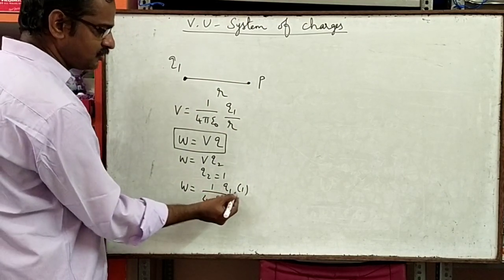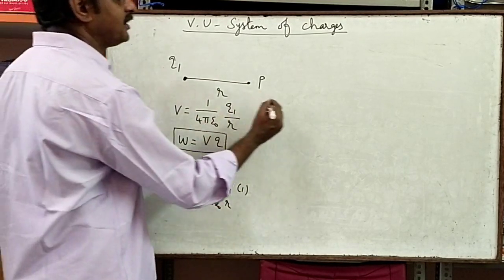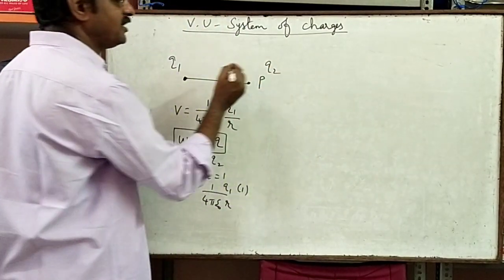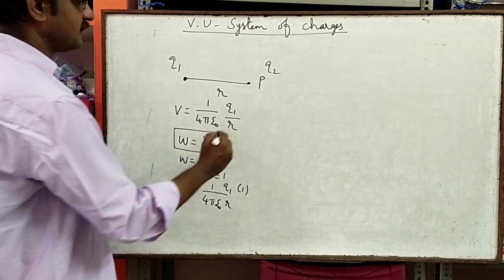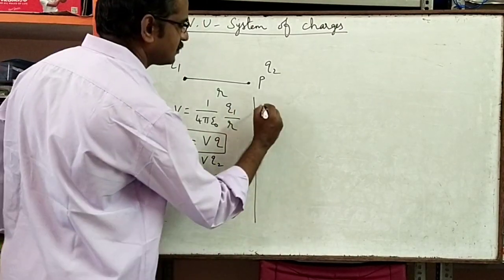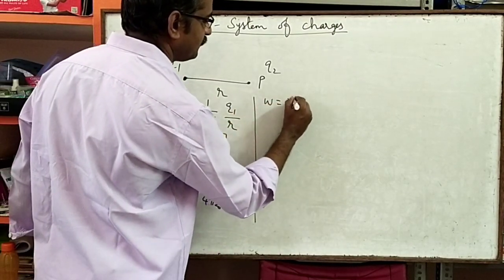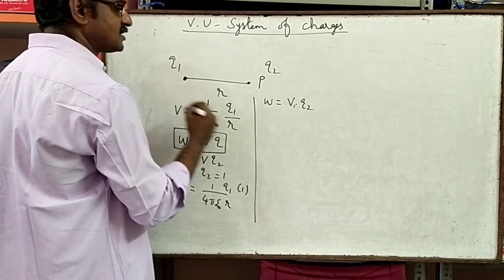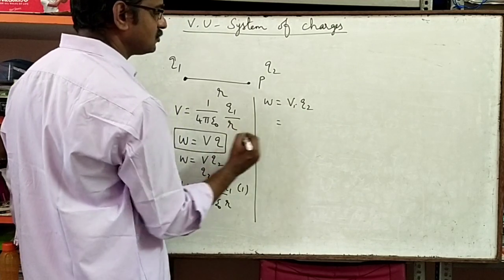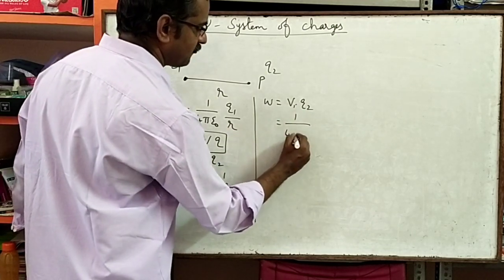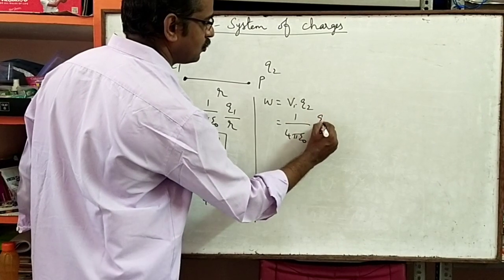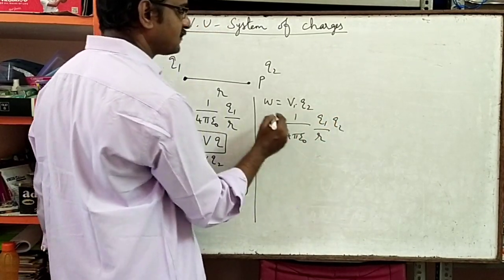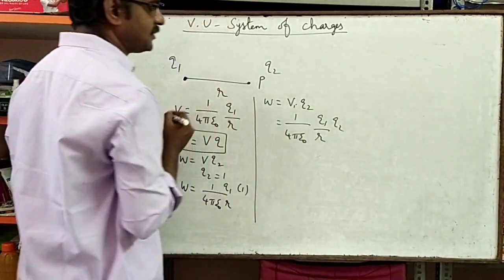Instead of bringing unit positive charge, if we bring a charge Q2 from infinity to the point, then work done W is equal to V into Q2. V is the electric potential due to first charge. Therefore, that is equal to 1 divided by 4 pi epsilon naught Q1 divided by R times Q2. Q2 is the second charge which is brought from infinity to the point P.